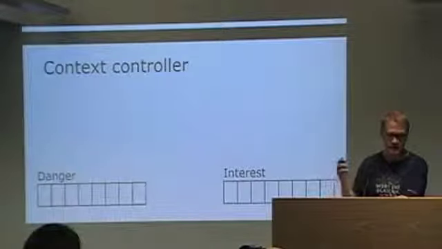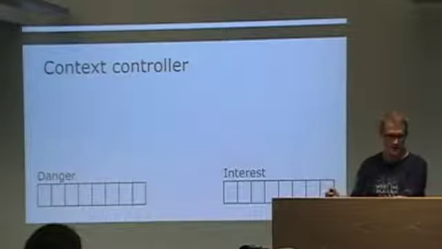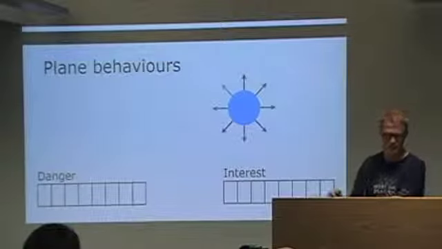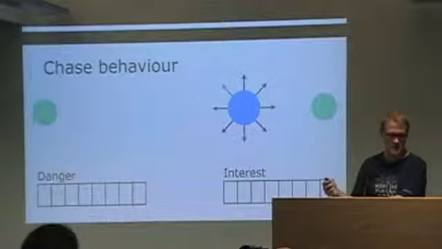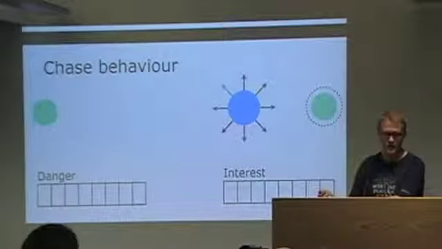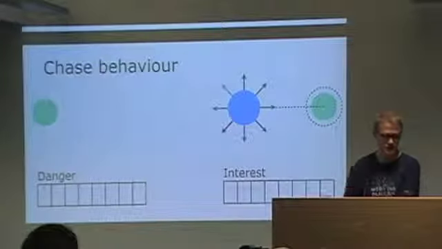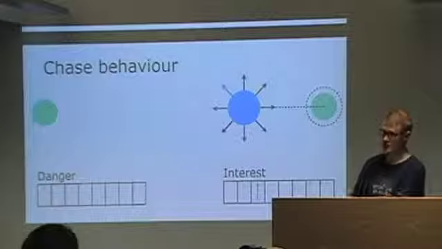So let's re-implement our 2D entity problem in this new system. We've got our two maps, danger and interest. We've got our eight cardinal directions, and then we're going to add in a chase behavior. Just like before, we've got two entities. We'll take the first entity and iterate through them, and because it's relatively close, we're going to put quite a lot of interest in the corresponding slot in the map.